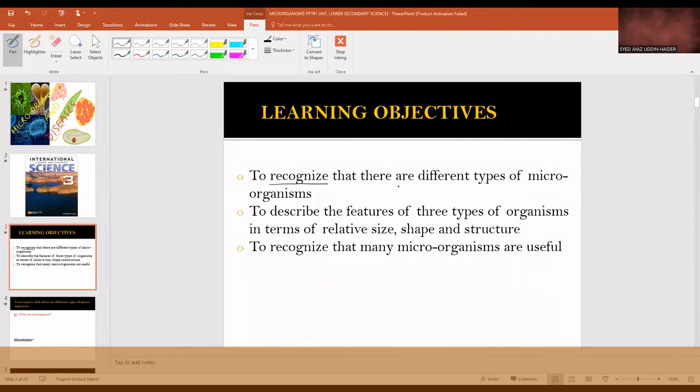To recognize that there are different types of microorganisms, to describe the features of three types of organisms in terms of relative size, shape, and structure, to recognize that many microorganisms are useful.